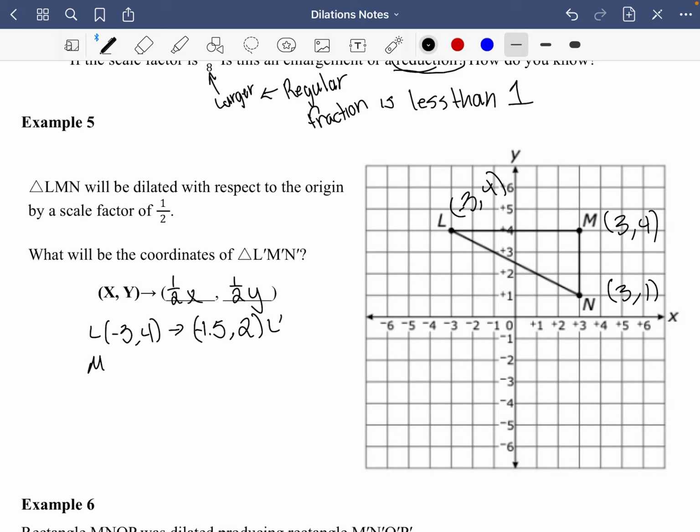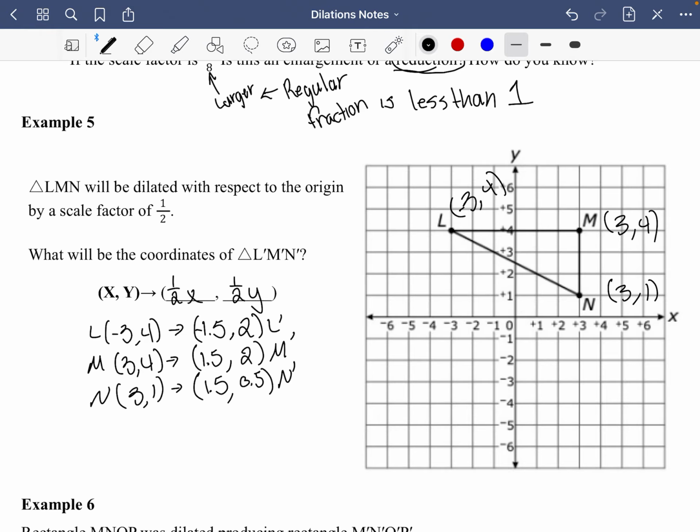Then the next one we got M. M we said was at 3, 4. Same concept. Half of 3, 1.5. Half of 4 is going to be 2. And that's going to be M prime. And then the last one, which is N, it's just 3, 1. If I think about what is half of 3, that's 1.5. We did that a couple times already. Then I think about what is half of 1. So if I have $1 and I take half of $1, that's 50 cents. So I'm putting 0.5. And that's going to be N prime.